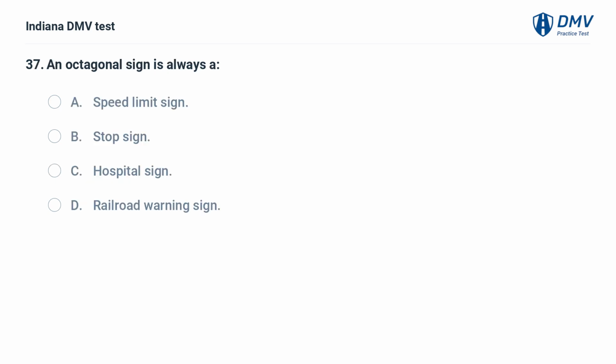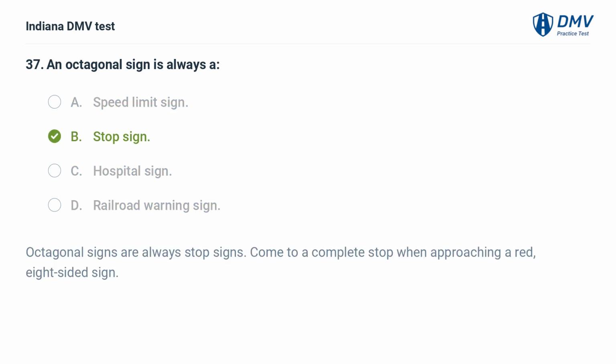An octagonal sign is always a A. Speed limit sign. B. Stop sign. C. Hospital sign. D. Railroad warning sign. B. Stop sign. Octagonal signs are always stop signs. Come to a complete stop when approaching a red, 8-sided sign.